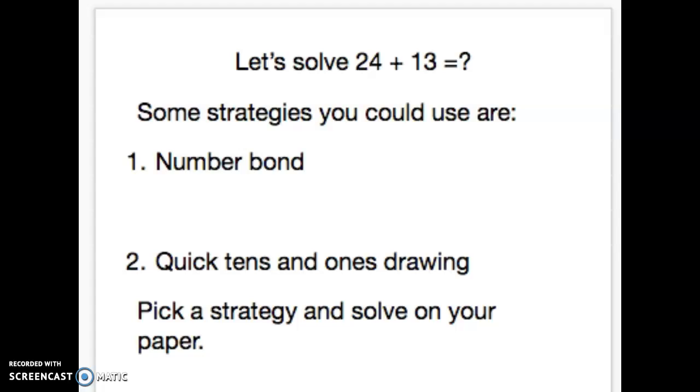Let's solve 24 plus 13. You can either choose a number bond or quick tens and ones drawing. Pick a strategy and solve it on your paper.